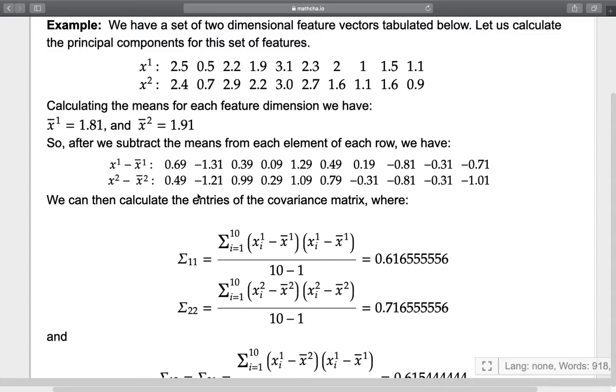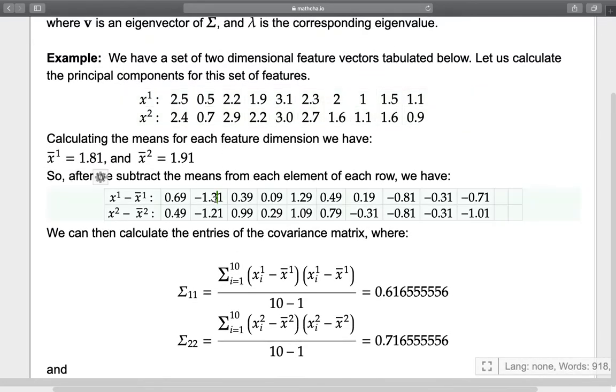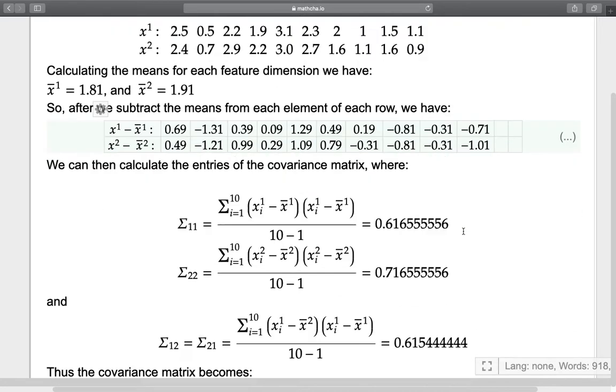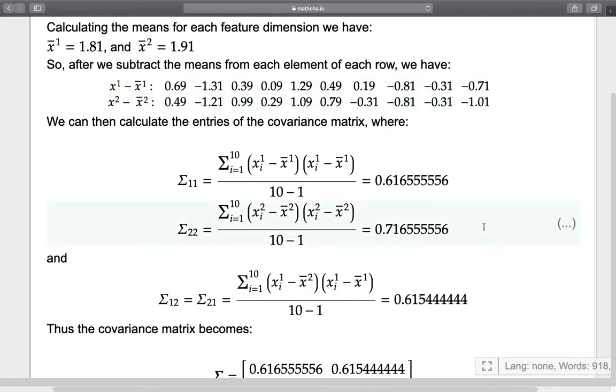So after that, we will subtract the means from each feature dimension. So we subtract 1.81 from 2.5, we get this. We subtract 1.81 from 0.5, we get this, etc., etc. Then we can calculate the entries of the covariance matrix.